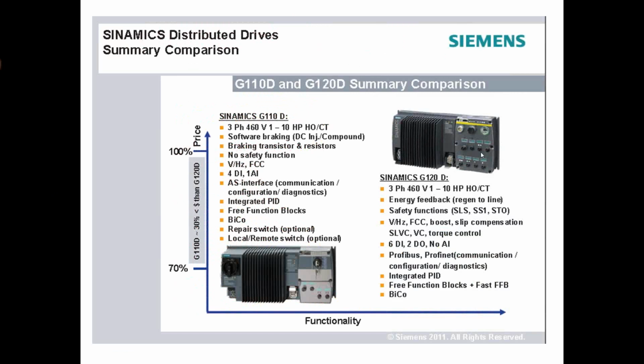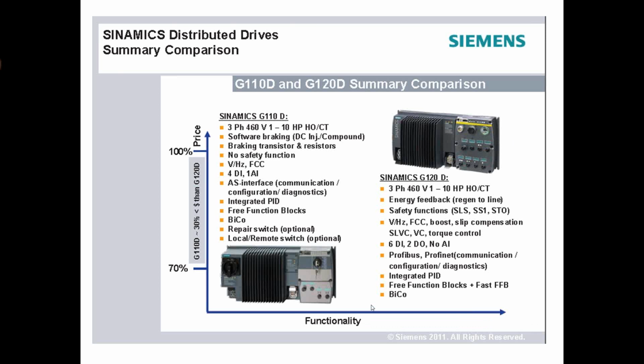You can see from the front panel that there are plug-ins, quick disconnects, if you will, for your I/O. Makes it easy to connect in the field. There are certain options that you can order: start, stop, and jog push buttons on the front. And here's our comparison between the two. They're both 460 volt drives, up to 10 horsepower.